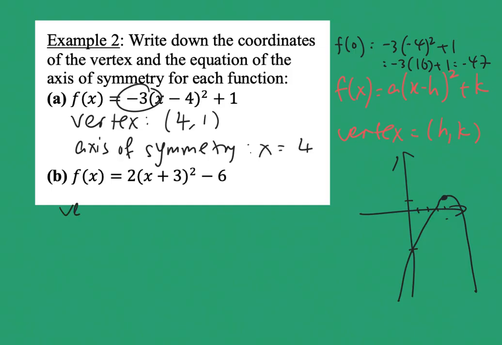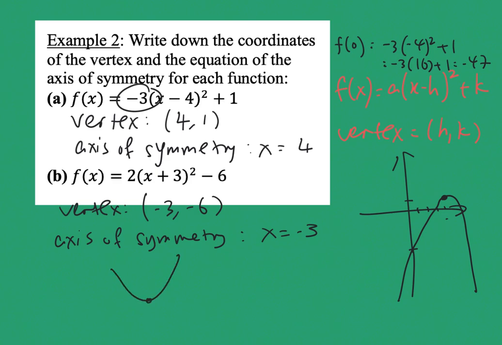So here the vertex is -3 and -6, and the axis of symmetry will be x is equal to -3. For this function, a is positive, so this will be a minimum point, okay? And for the parabola, you can see whether it is concave up or concave down. We will call this concave up, and this is what we call concave down.